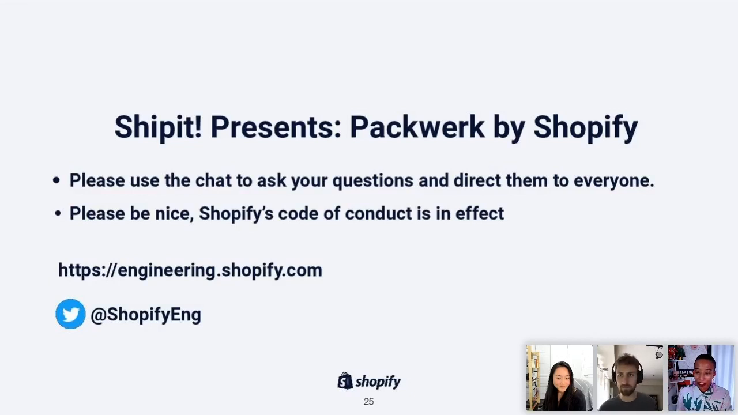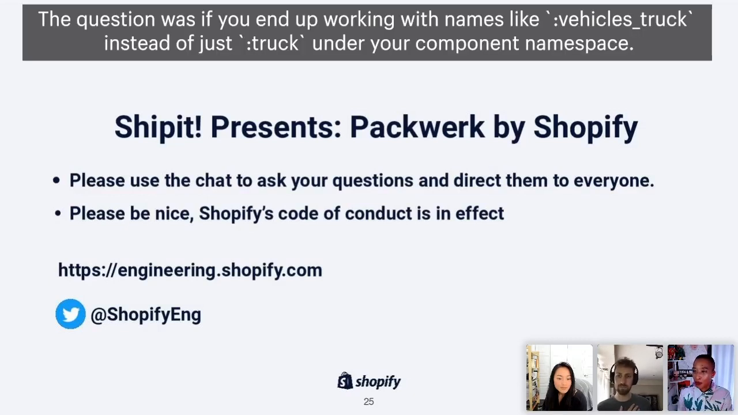Actually, Andrew's followed up, and thank you for doing that, Andrew. So I was going to tell you to follow up if possible. And he is saying the question was, if you end up working with names like vehicle, truck, instead of just truck under your component namespace. Does that help you here, Andrew? Yeah. So. Oh, and whether you have some experience dealing with some of the magic that Rails does around finding things automatically by name. I believe Zeitwerk does that, right?